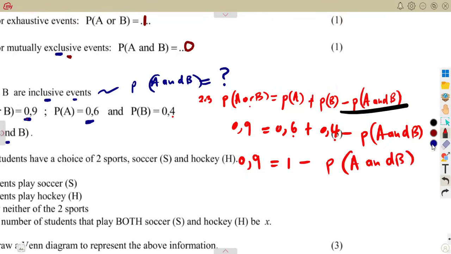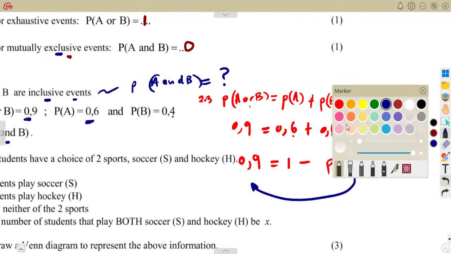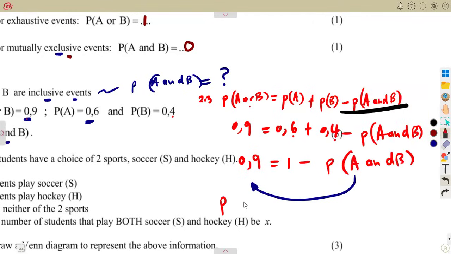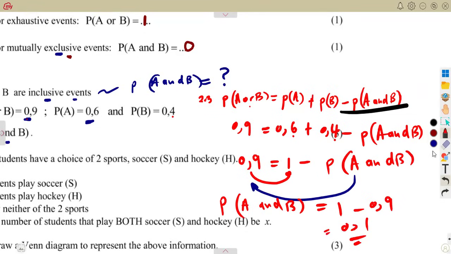You want to calculate this, so since it is carrying a negative, take it to the other side of the equation so that it becomes a positive. So the probability of A and B was simply going to be equal to 1. We take the 0.9 this side, it becomes a minus 0.9. So that was it, which is 0.1.